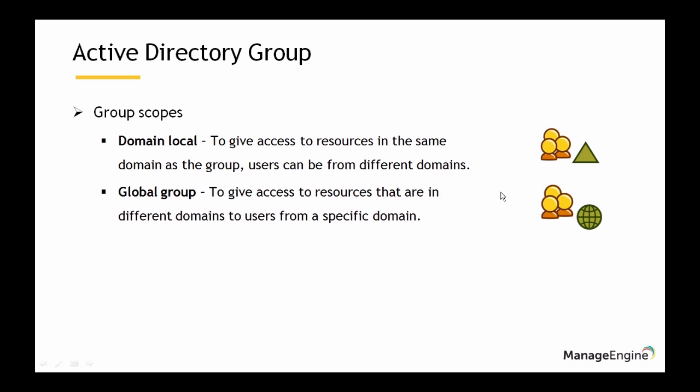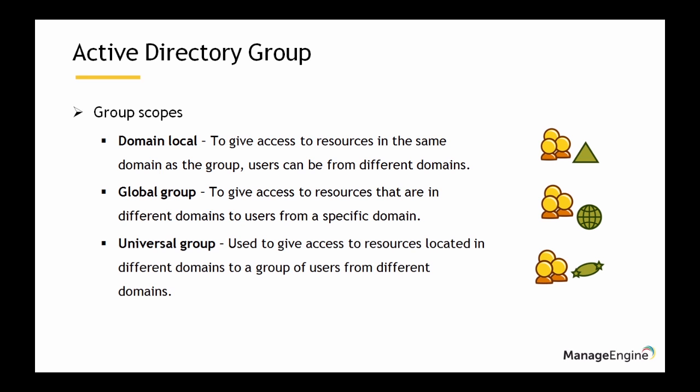So then you have something called a global group. This is basically used to give access to resources that are in different domains to users from a specific domain. And then you have the universal group. These types of group are used to give access to resources located in different domains to a group of users from different domains. All right. So these are the three basic types of group scopes that we have in Active Directory.